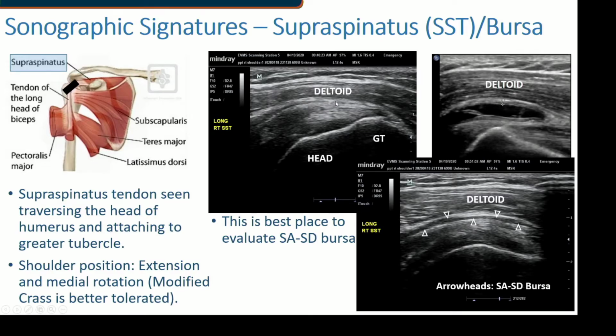And you can see the abnormal one, how it's filling in and actually going down over the greater tubercle, because it's going to extend down over the shoulder. And in the image on the bottom, it's just more centralized over that SASD bursa so that you can see it overlying the tendon. All right, let's see what this is going to look like on our patient.